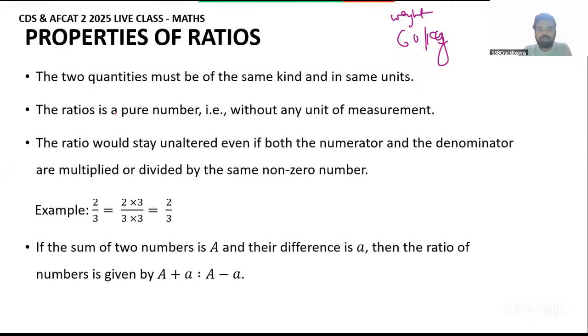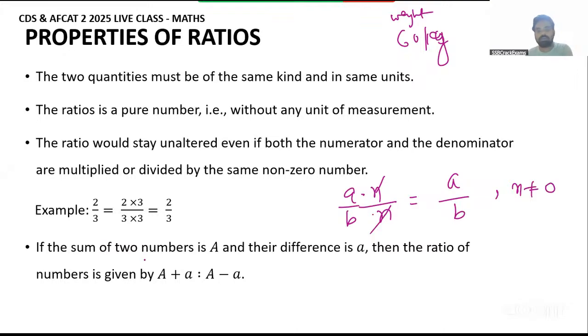The ratio remains unaltered even if both the numerator and denominator are multiplied or divided by the same non-zero number. Suppose the ratio is a upon b, then you can multiply by any arbitrary number, say n. Then the ratio will always remain a upon b only, because n will cancel out. So the ratio will not be affected whenever you multiply or divide by the same non-zero number, say n.